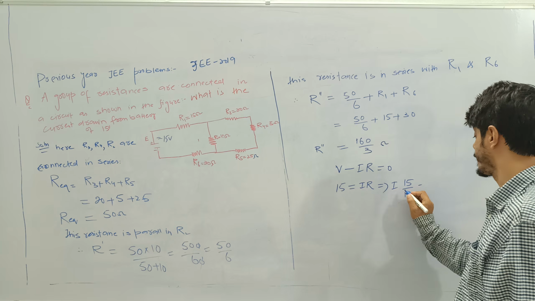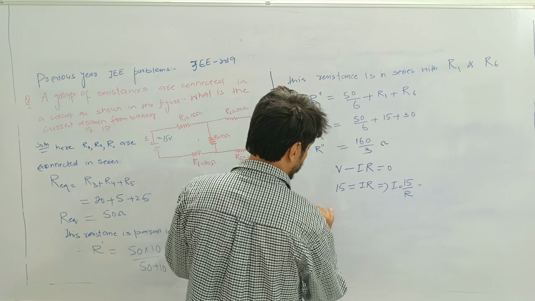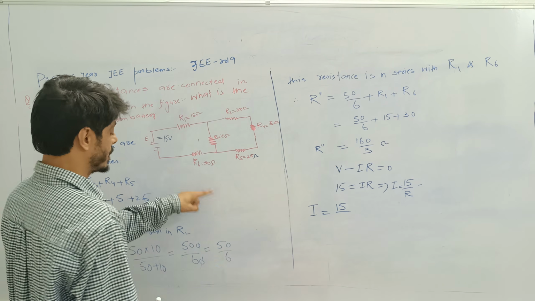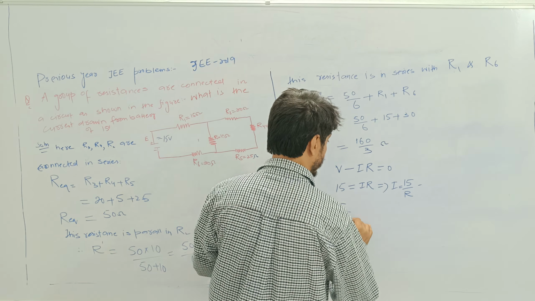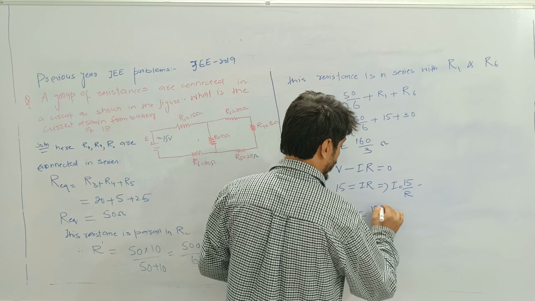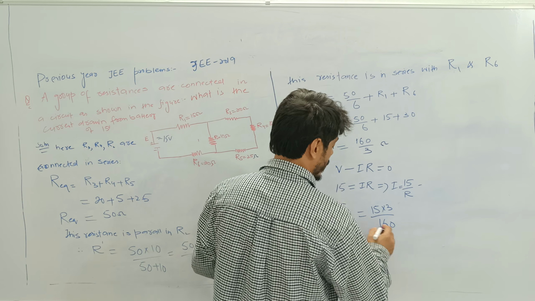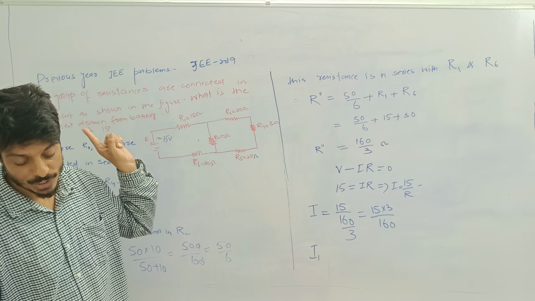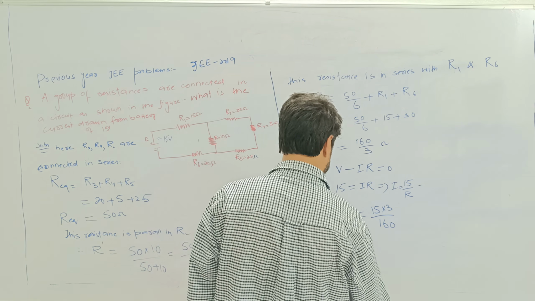So I is equal to 15 upon the total resistance, which has been calculated as 160 upon 3. That is equal to 15 into 3 upon 160. So the current I drawn from the battery of potential 15 volt is equal to 9 upon 32 ampere.